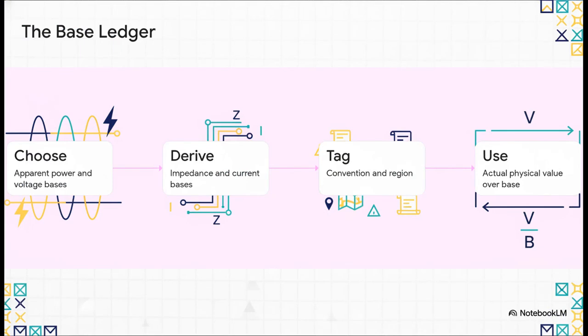And to build that metadata properly, you absolutely must follow a strict chronological order. First up, choose your apparent power and voltage bases. Second, derive your compatible impedance and current bases from those initial choices. Third, tag the convention and region, and I mean literally write them down. And only then, at step 4, do you use the actual value over the base to solve.